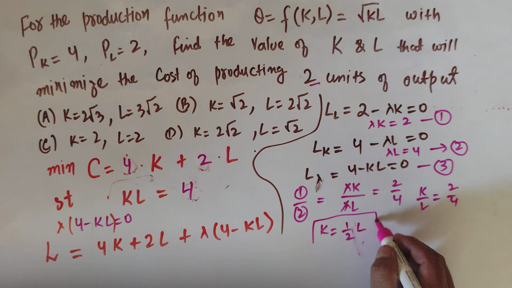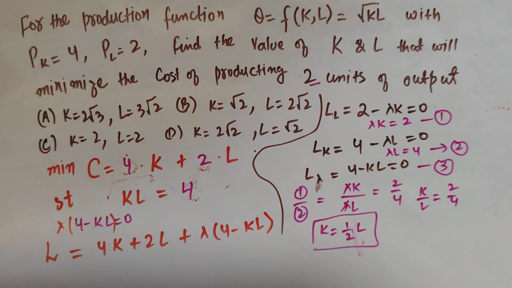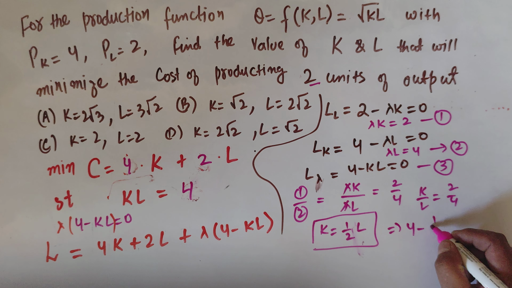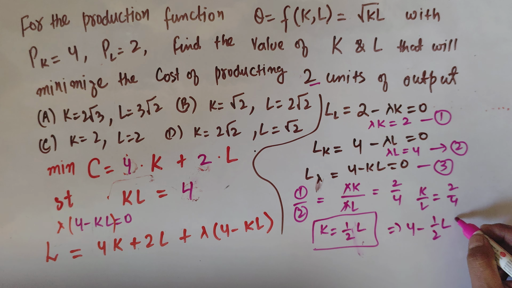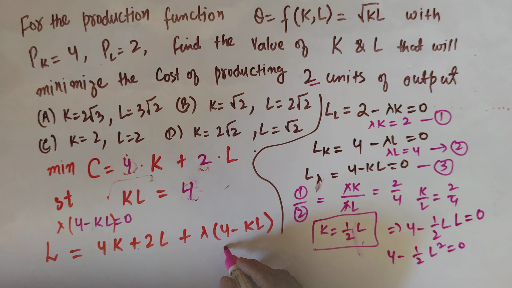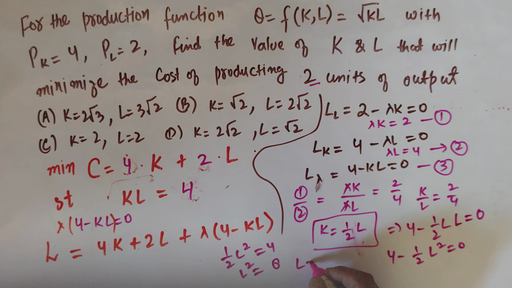Now we need to plug the value of K into the third equation. So we get 4 minus K, which we got as 1 upon 2 L, times L. We set it equal to 0, so we get 4 minus 1 upon 2 L square is equal to 0, or 1 upon 2 L square is equal to 4, or L square is equal to 4 times 2, which is 8, or L will be equal to the square root of 8, which comes out to be 2 root 2. So the units of labor employed will be equal to 2 root 2.